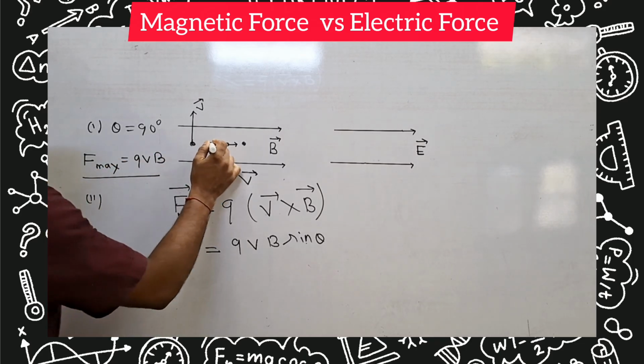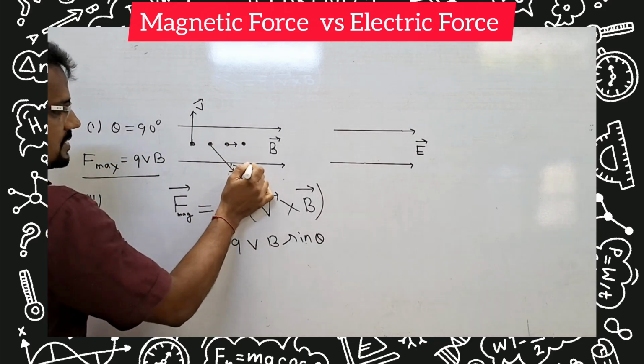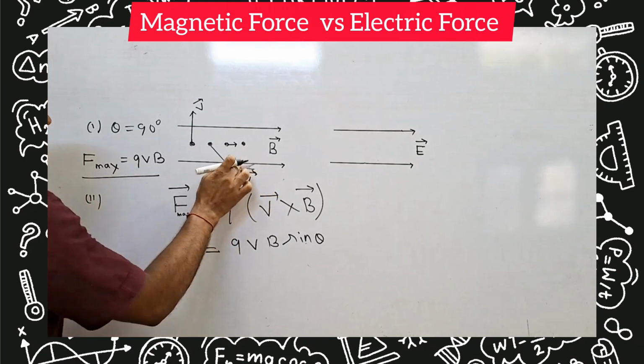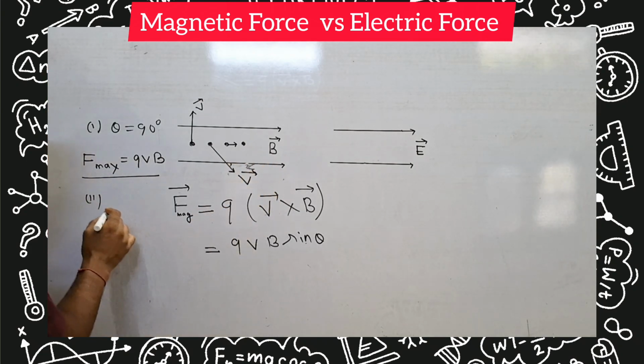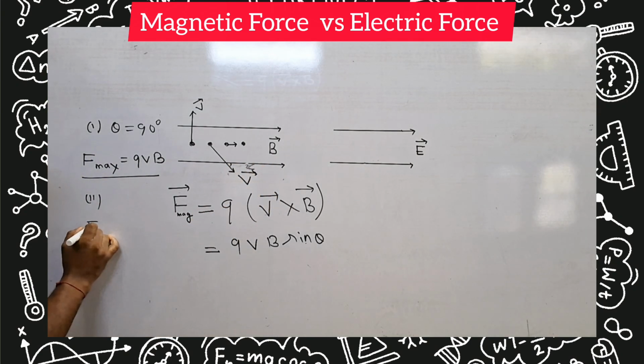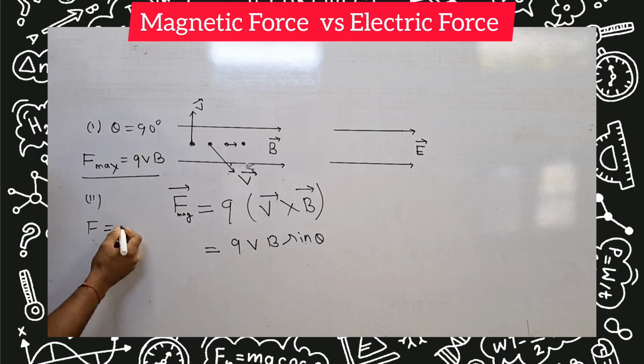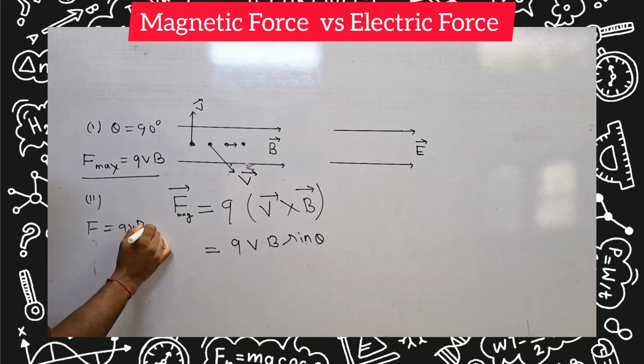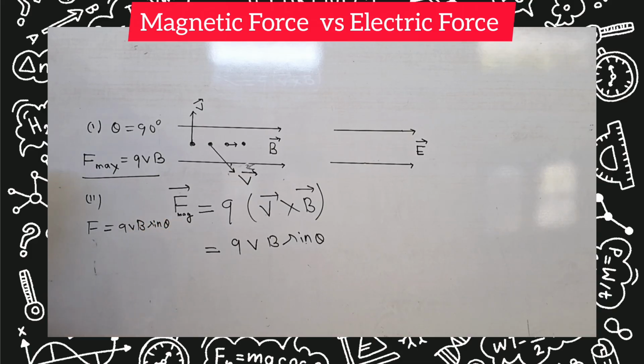In the second case, say it makes some angle theta with the magnetic field. Then the magnitude will be simply, what's the magnitude? Say qvB sine of theta.